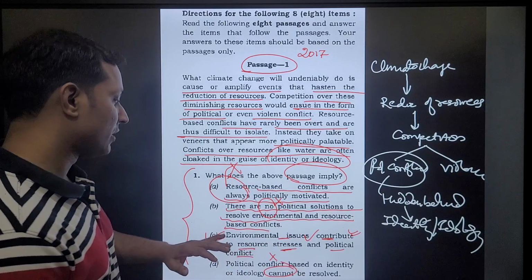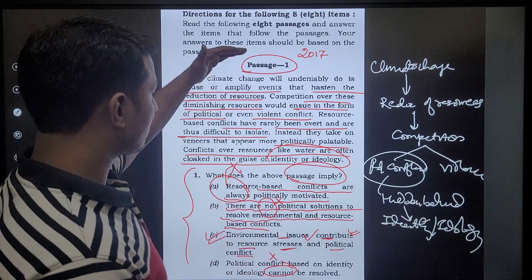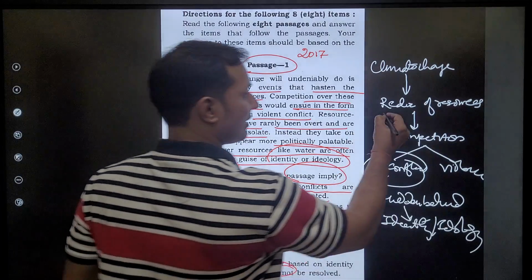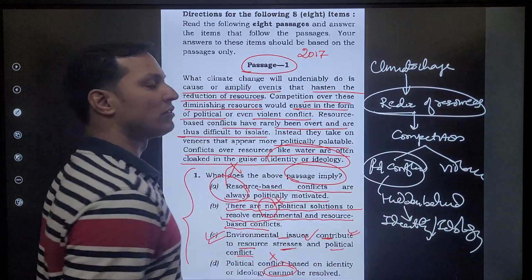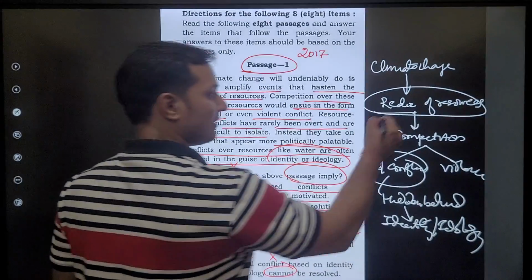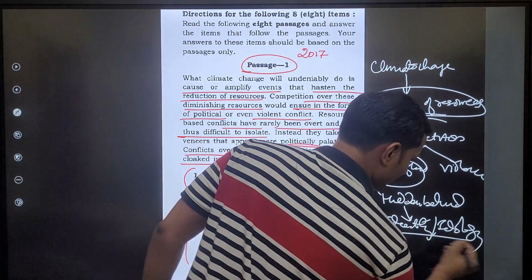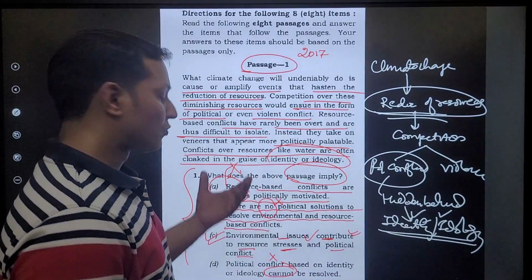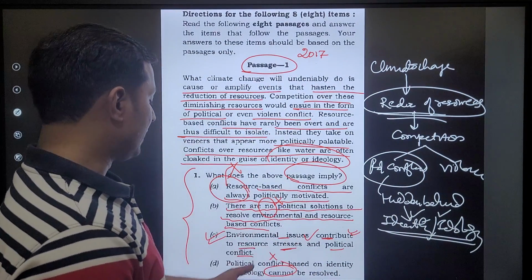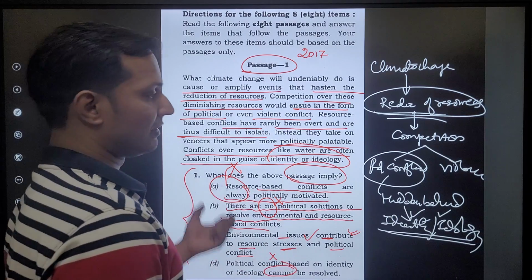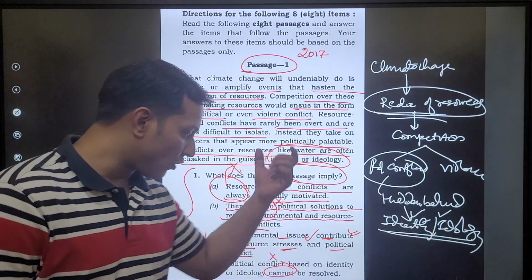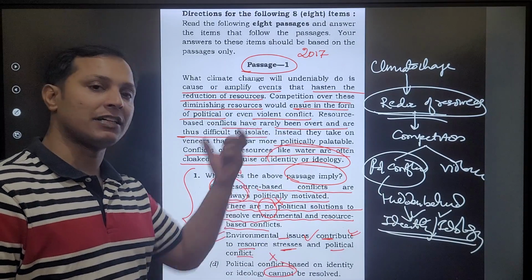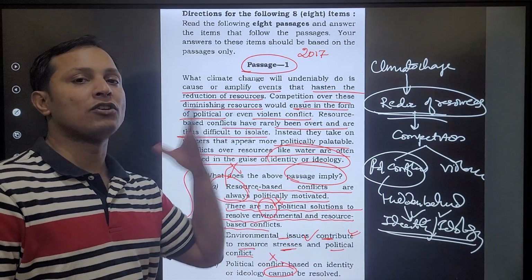Next, you see this statement: political conflicts based on identity or ideology cannot be resolved. Again, it does not talk about solution. It only talks about the nature of conflict, how it is hidden behind political motives like identity and ideology. It does not talk about solutions. So this statement is also incorrect and answer is option C. Guys, you see how we have solved this passage even without reading the passage. Even without reading the passage, just by eliminating extreme words, we have got the answer.